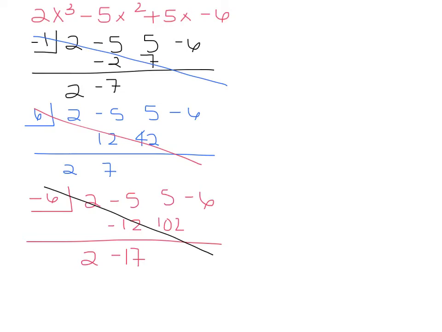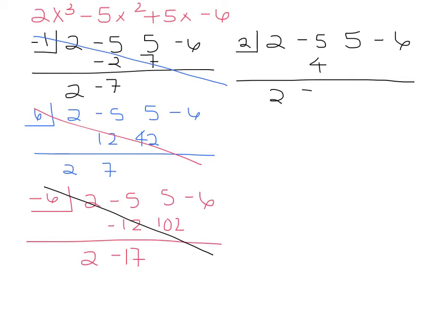All right, so let's try 2 now. So 2, negative 5, 5, negative 6. It might have been smarter for me to go with my smaller number next instead of trying 6, but I was just going in order. So bring down the 2. 2 times 2 gives me 4. Negative 1, that gives me negative 2. That gives me 3. And that gives me positive 6.